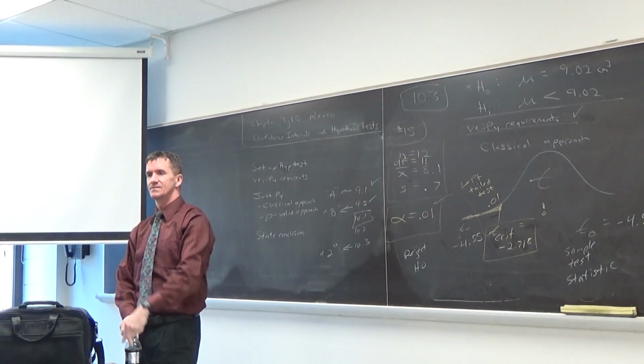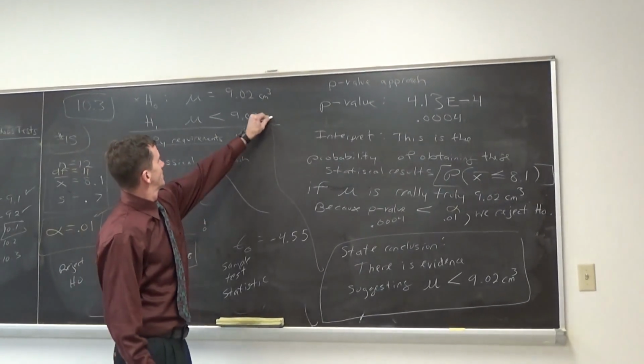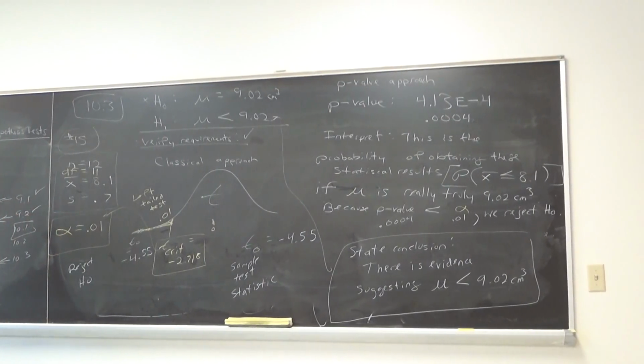So in the conclusion, we state the alternative hypothesis, always. In interpreting the p-value, we state the null. That's right. That's exactly it. Isn't that cool?